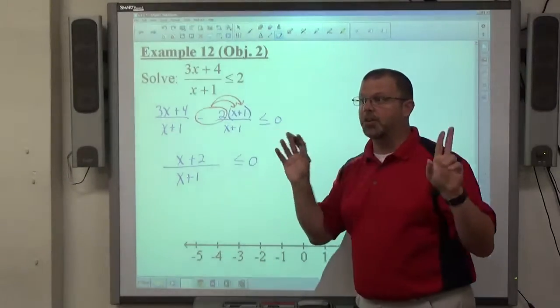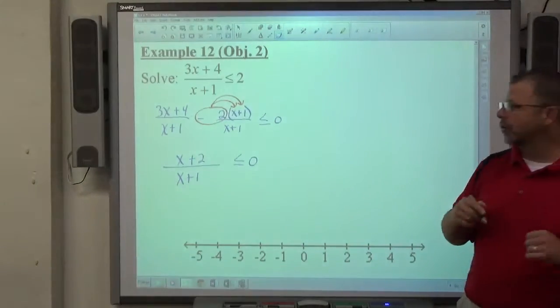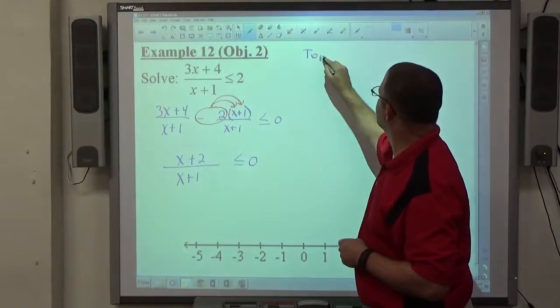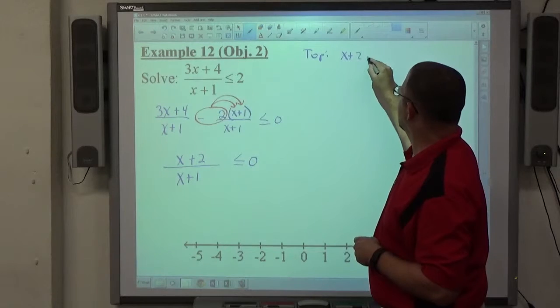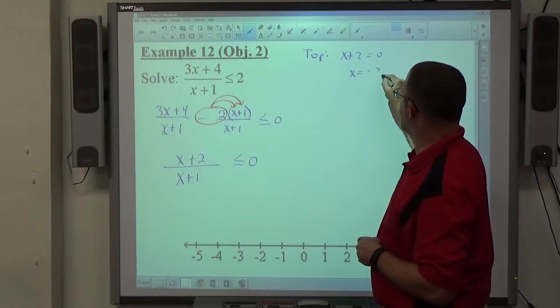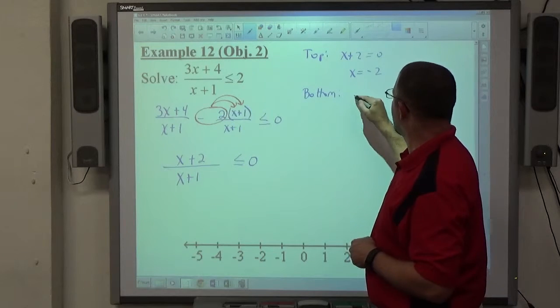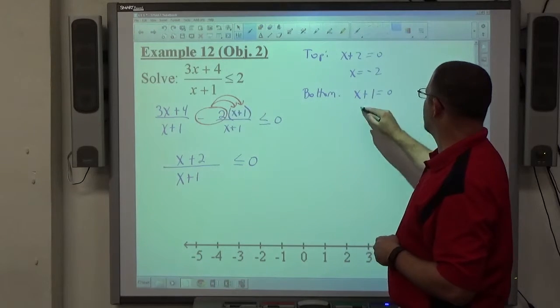So in order to get my magical numbers for x to create my nice little intervals, I need to worry about if the top equals 0. That's just x + 2 equals 0, so x equals negative 2. Or the bottom equals 0. That's going to be x + 1 equals 0, so x equals negative 1.